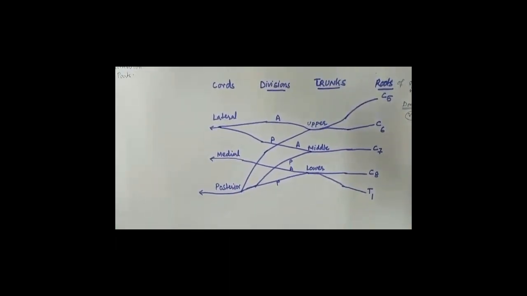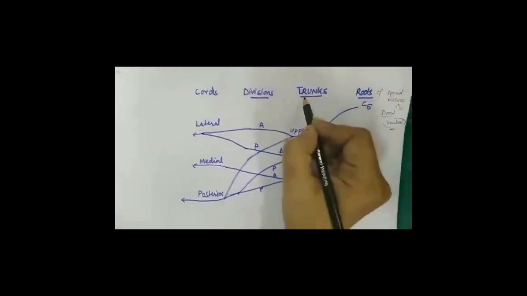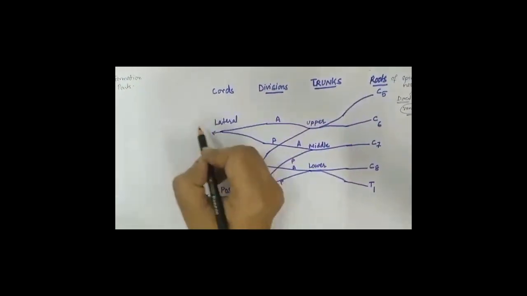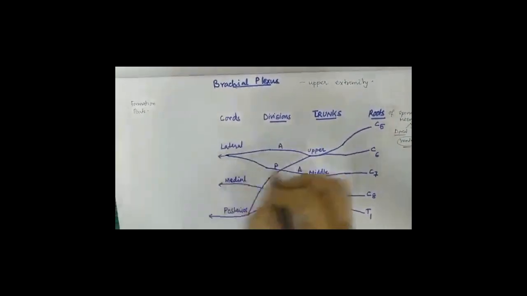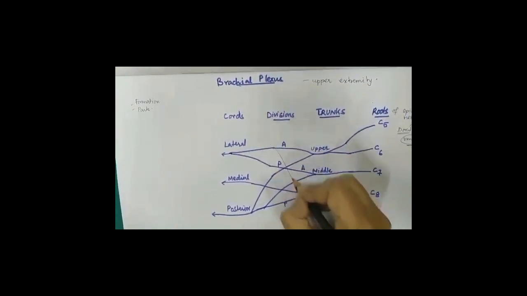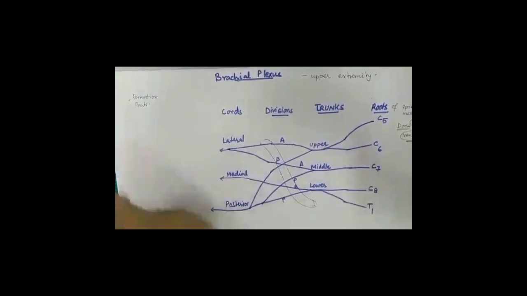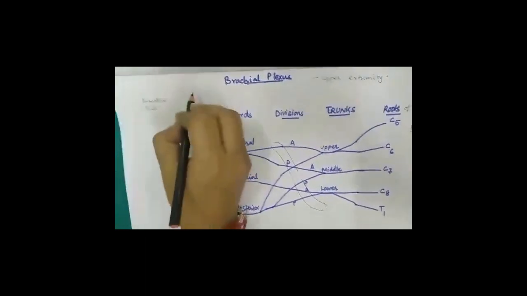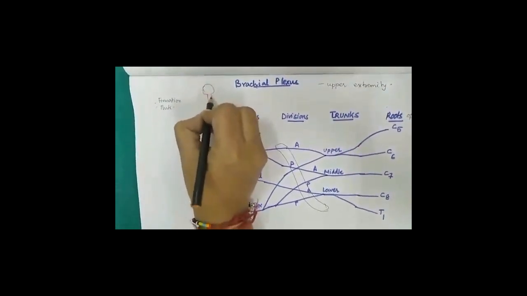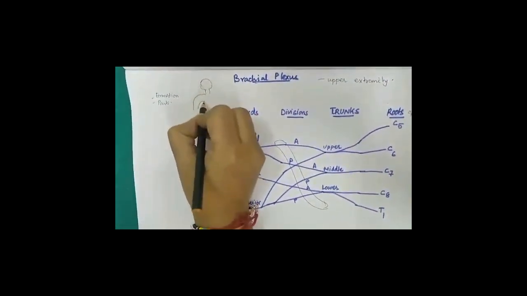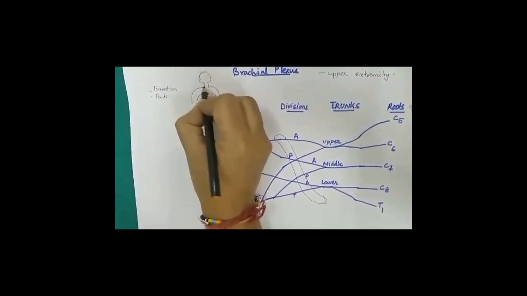Now, these roots, trunks, divisions, cords and further branches are together called the brachial plexus. This is the clavicle. So if you see in the body, I am making a rough diagram. This is the head, this is the neck portion. So we are talking about this area.